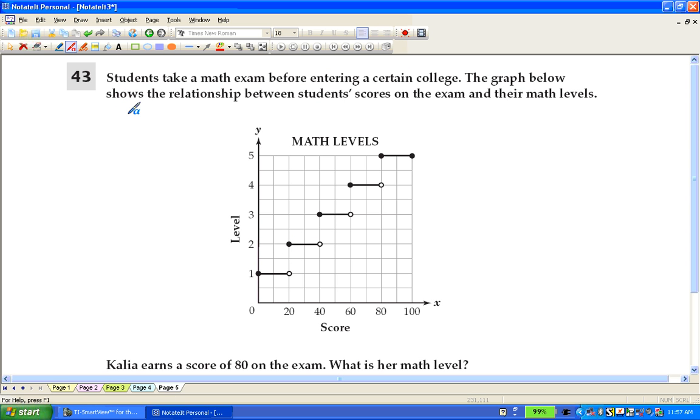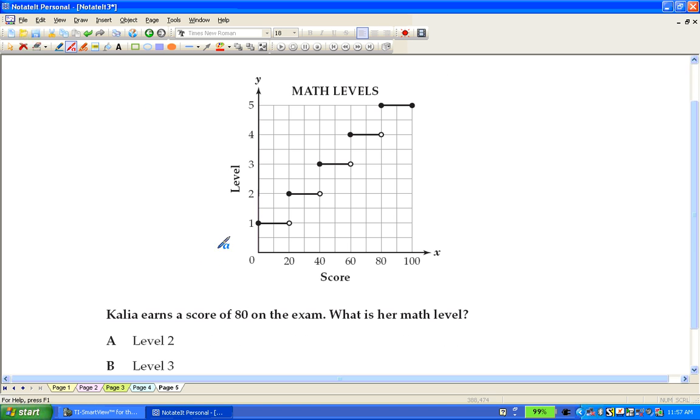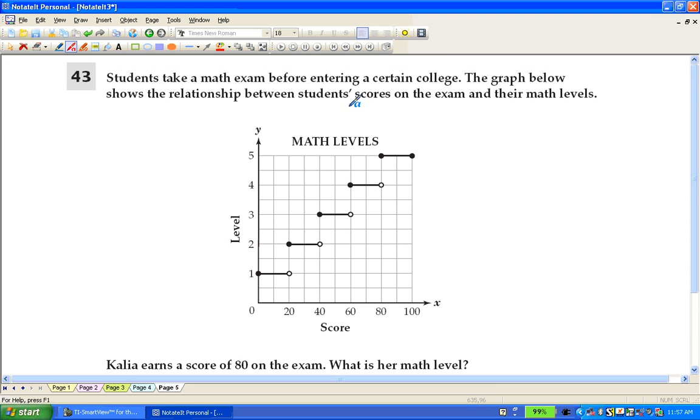Students take a math exam before entering a certain college. The graph below shows the relationship between the students' scores on the exam and their math levels. So Kalia earns a score of 80. What is her math level? Well, all this is good and fine. We don't really need to know. I mean, it helps us introduce the problem and what we're looking at.